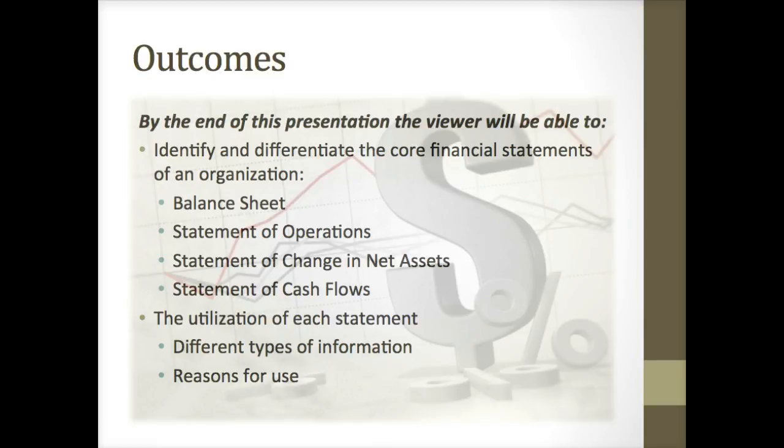Outcomes. By the end of this presentation, the viewer will be able to identify and differentiate the core financial statements of an organization. These core financial statements are the balance sheet, the statement of operations, the statement of change in net assets, and the statement of cash flows. We will also discuss the utilization of each statement, including the different types of information they provide and the reasons for use.